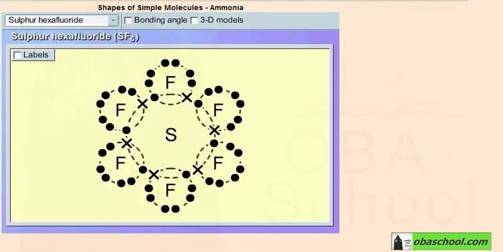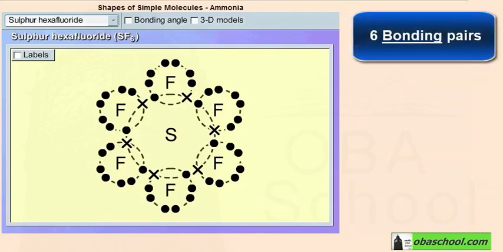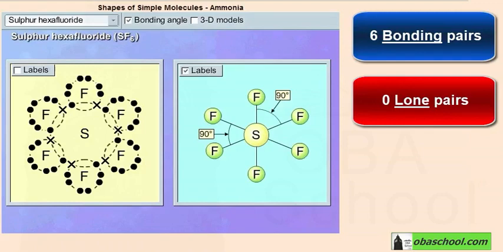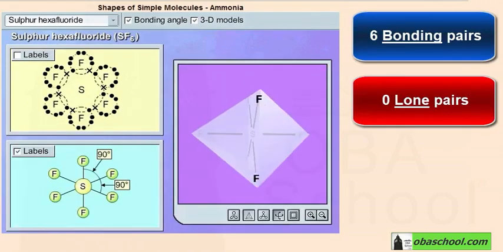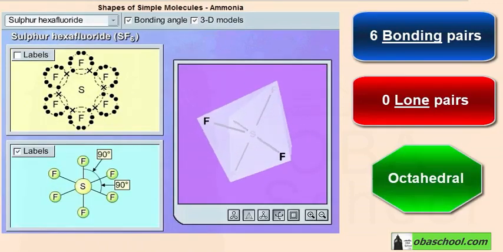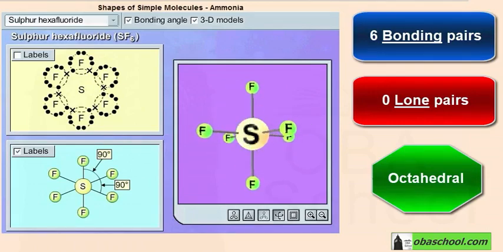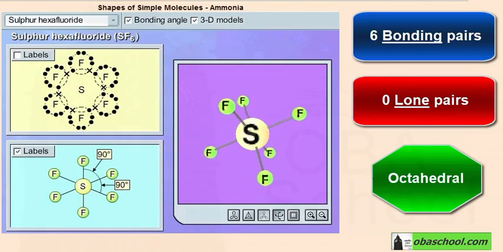And finally, we will check the shape of a molecule which has 6 bonding pairs of electrons and no lone pairs. So sulfur hexafluoride, SF6, has 6 bonding pairs of electrons, and the bonding angle will be equal to 90 degrees. And the shape of this molecule is an octahedral. So when we have 6 bonding pairs of electrons, the shape will be an octahedral and the angle will be 90 degrees.